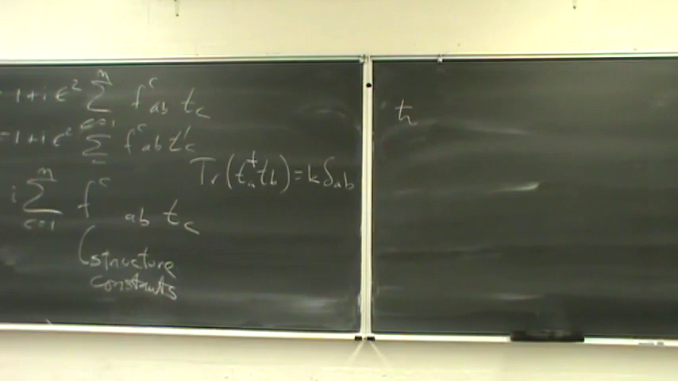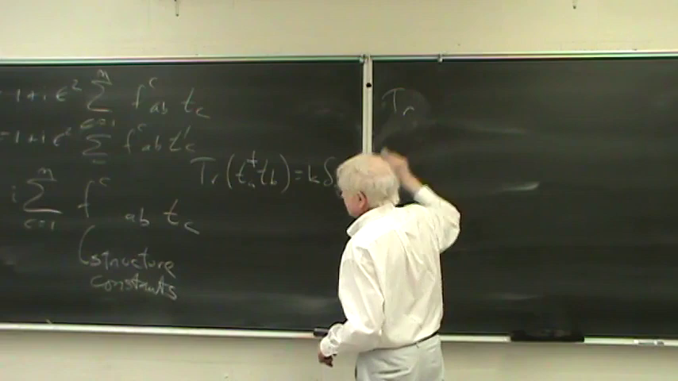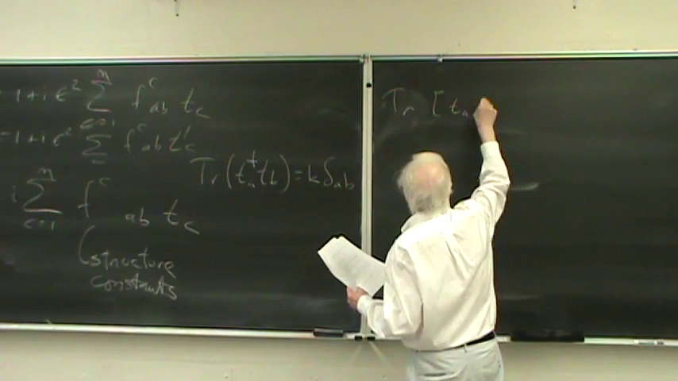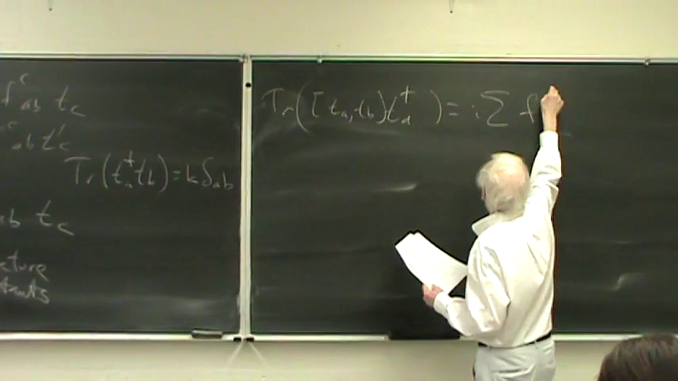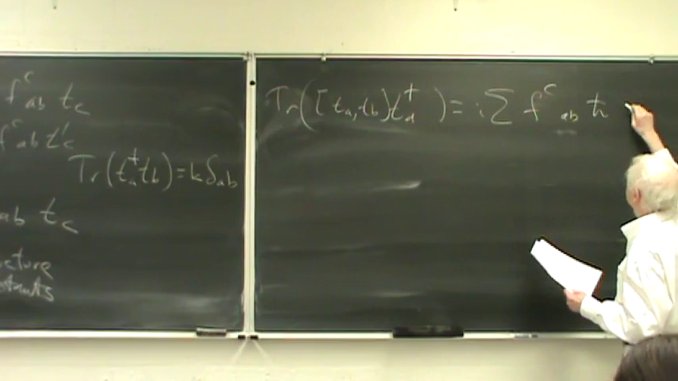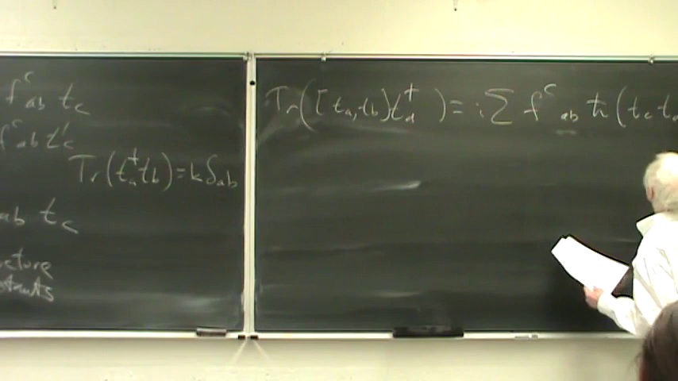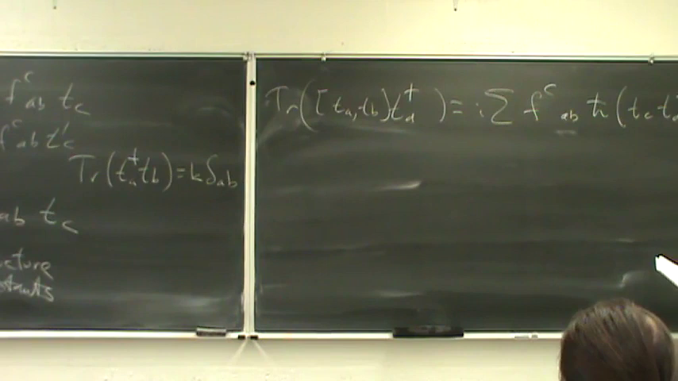Let me write it as trace. So if we take the trace of the commutator with TD dagger, what we've got is a sum I CAB trace, well, I lapse into my H bar traces, trace of TC, TD dagger, and so this is delta, this then is IFD AB times K.